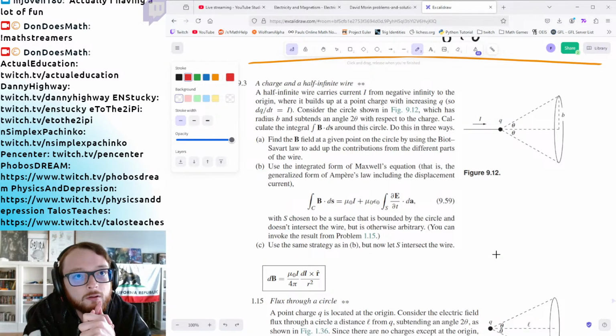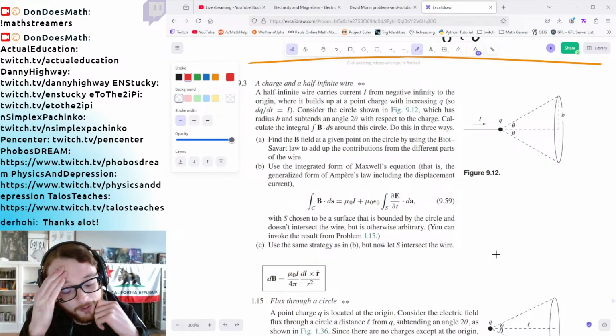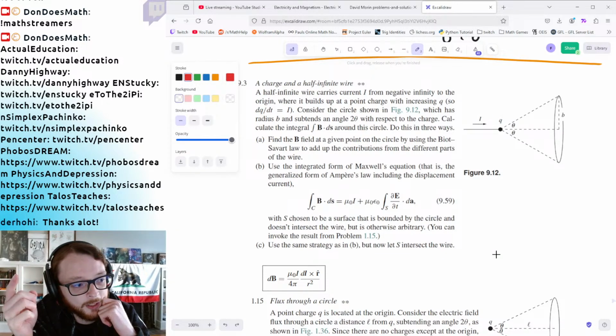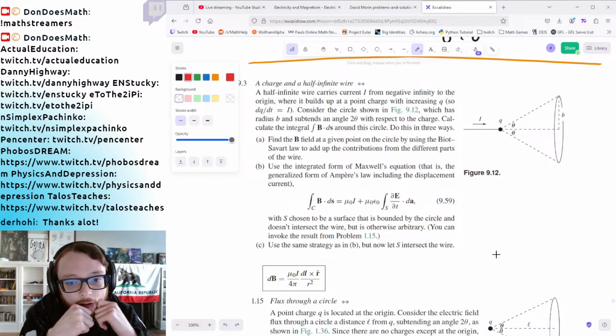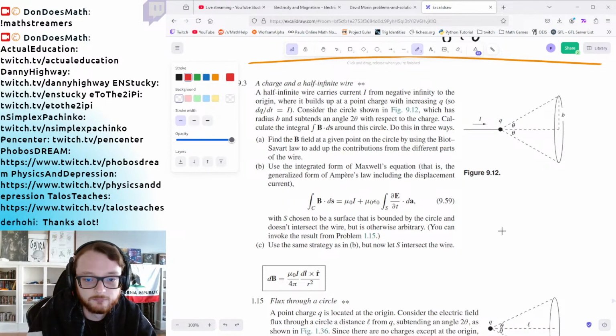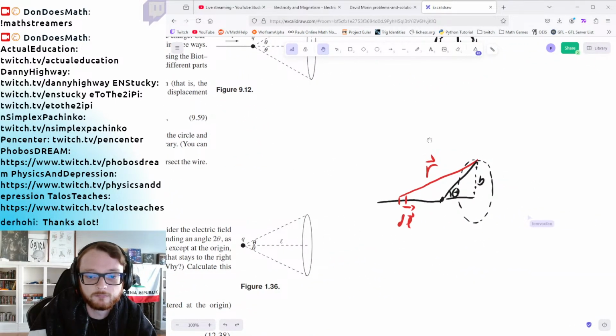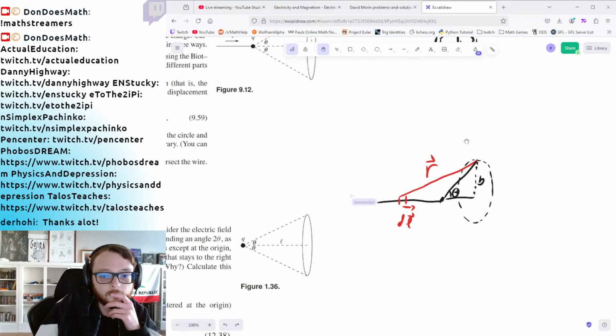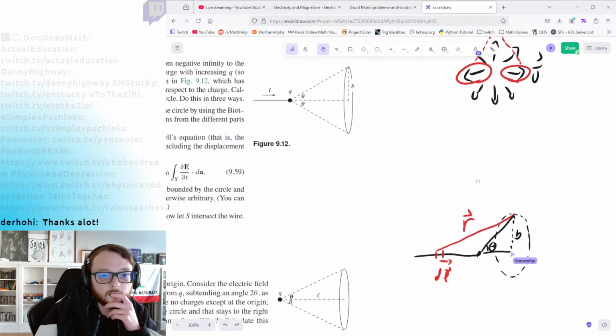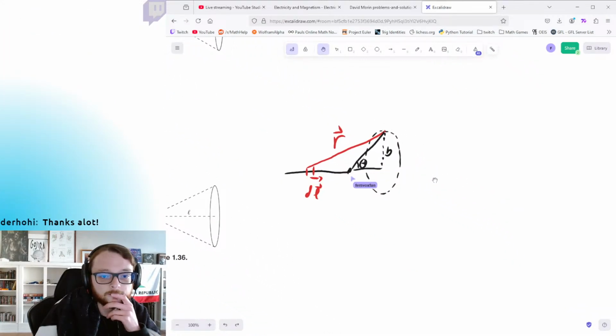Oh wait, so we're not... Oh my god, I was going to be Biot-Savart wrong. We're not calculating around the entire circle, just at any point on the circle. Right, we just want to find the field at a given point on the circle. So we could pick a point on the circle and fix it, but we just have to integrate along the wire now. Right. So what's the best way to do this?